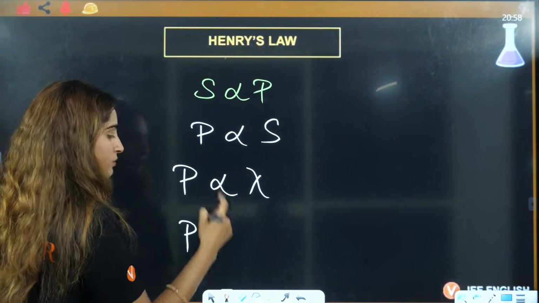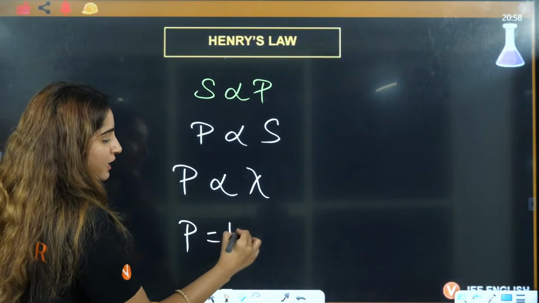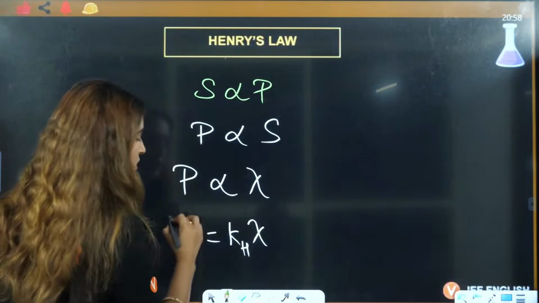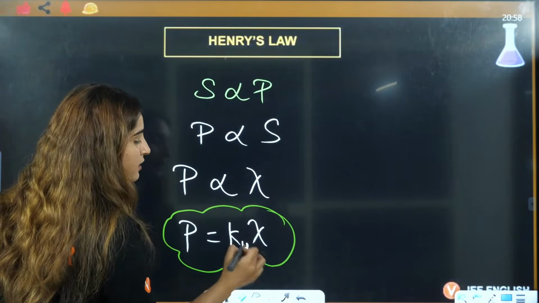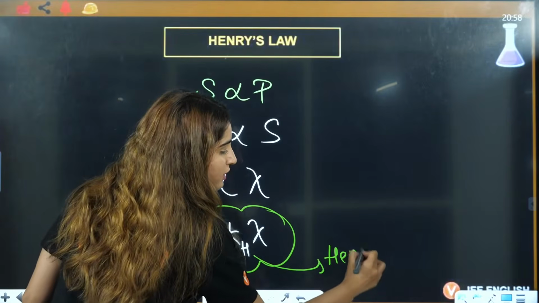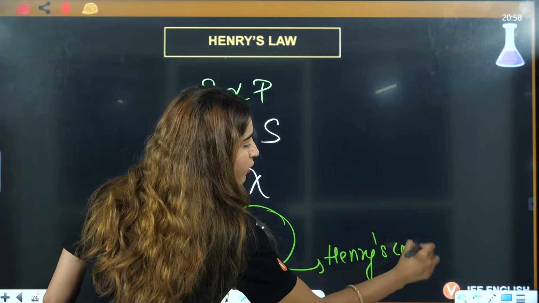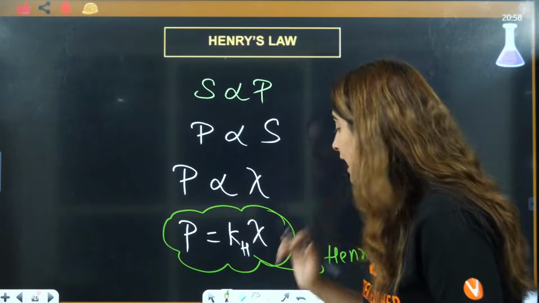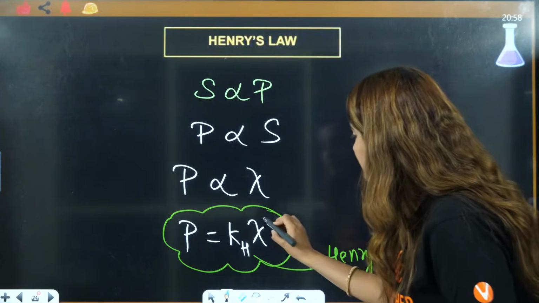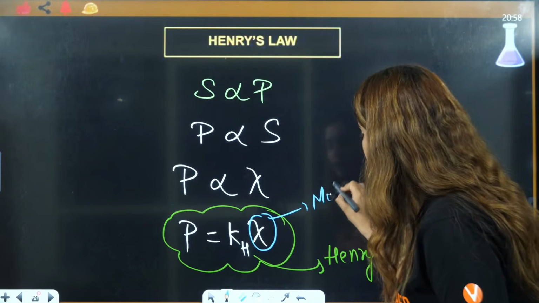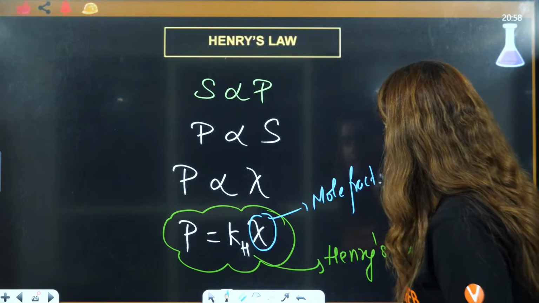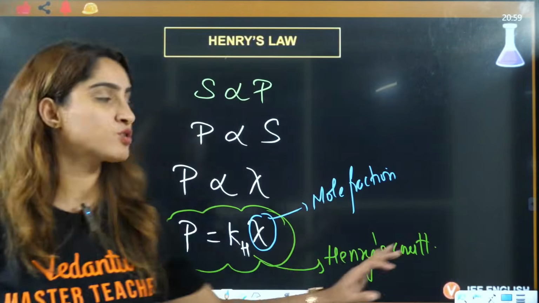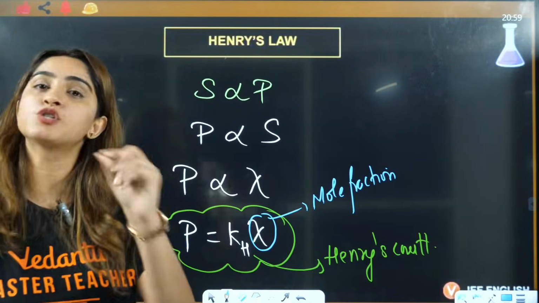That means we will erase this proportionality sign and you will have a constant that is KH, and this is KH, that is the Henry's constant. This is called Henry's constant. Okay, this is called Henry's constant. Understood? Now, this is called mole fraction, right? This is called Henry's constant. This is the pressure. This whole formula is called Henry's law, right?